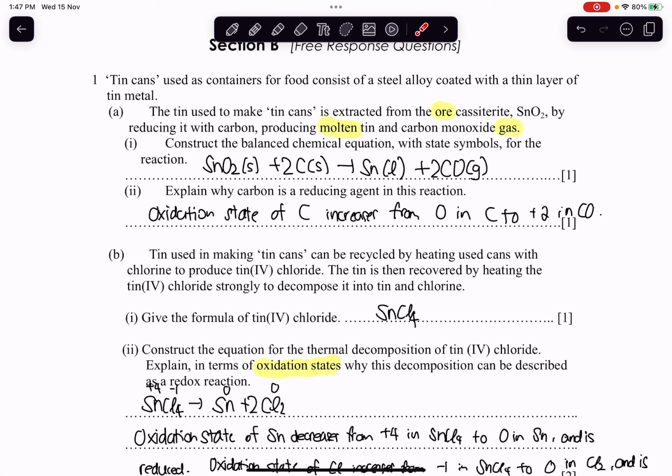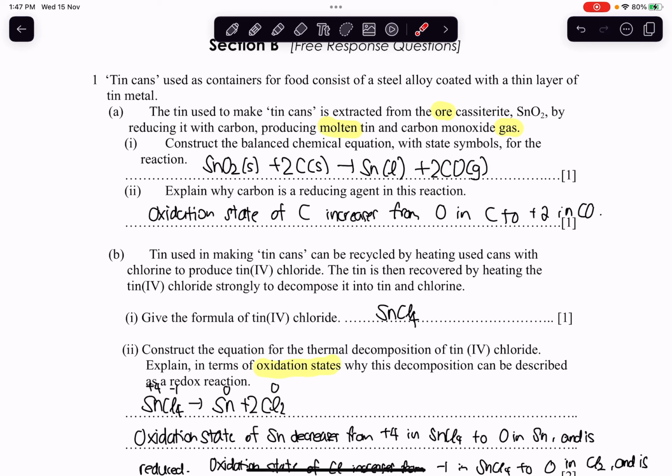Okay, question part 1, construct a balanced chemical equation with state symbols. So you know that the cassiterite SnO2 reacts with carbon to form tin, which is Sn, and carbon monoxide gas, CO. Now, before you even put in the state symbols, you must balance first. Remember, if your equation is not balanced, there is no marks awarded even if you get the state symbols right. So focus on the balancing and writing correct chemical formula.